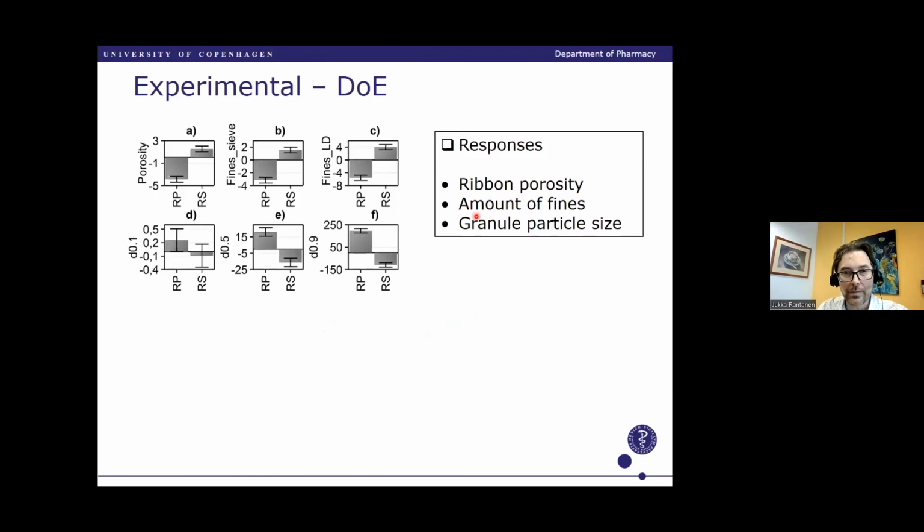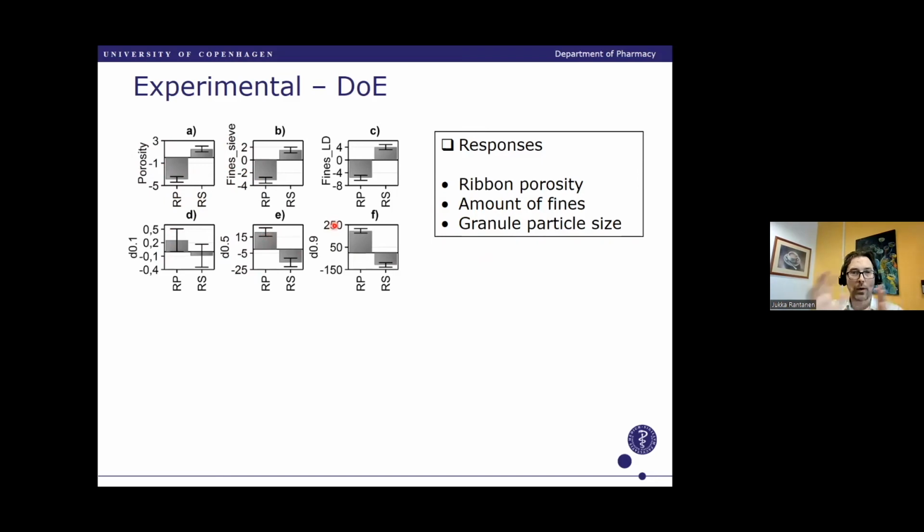And in this specific case, we also had interest in the ribbon porosity, amount of fines, and granule particle size. And then we can start seeing how these parameters that we were changing, so roll speed and roll pressure, are affecting porosity, fines, and size of granules. So we can see that roll pressure is decreasing porosity and decreasing the number of fines. And in the same way, it's also increasing the particle size.